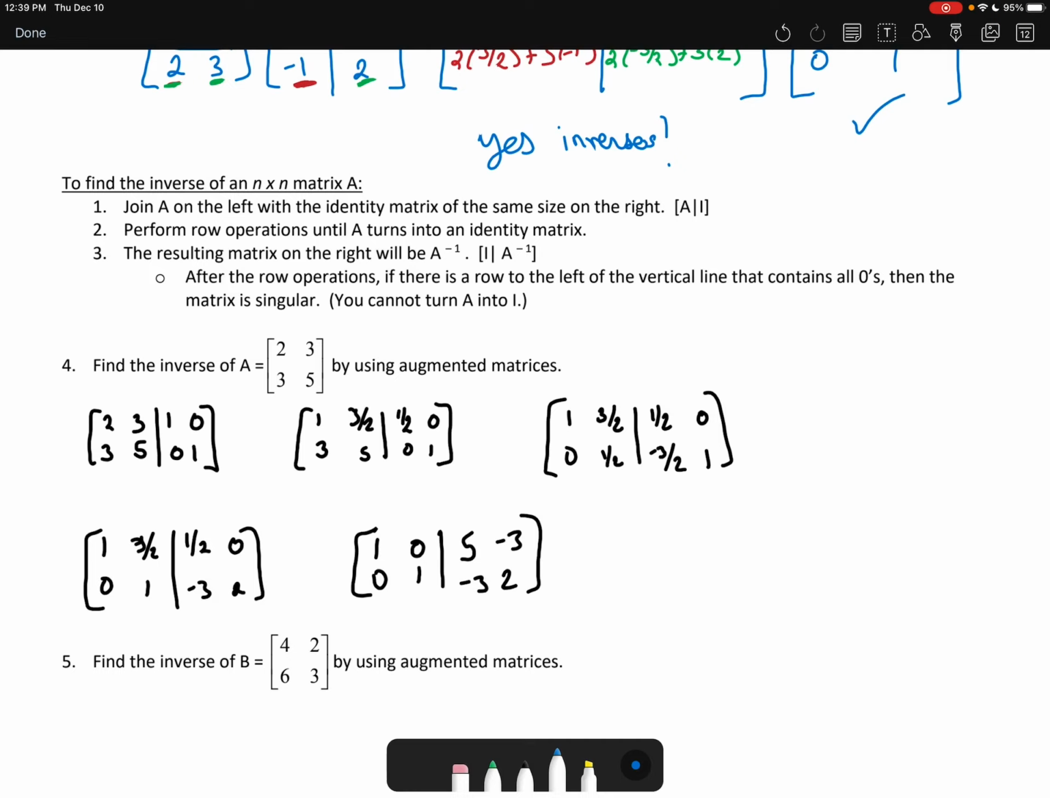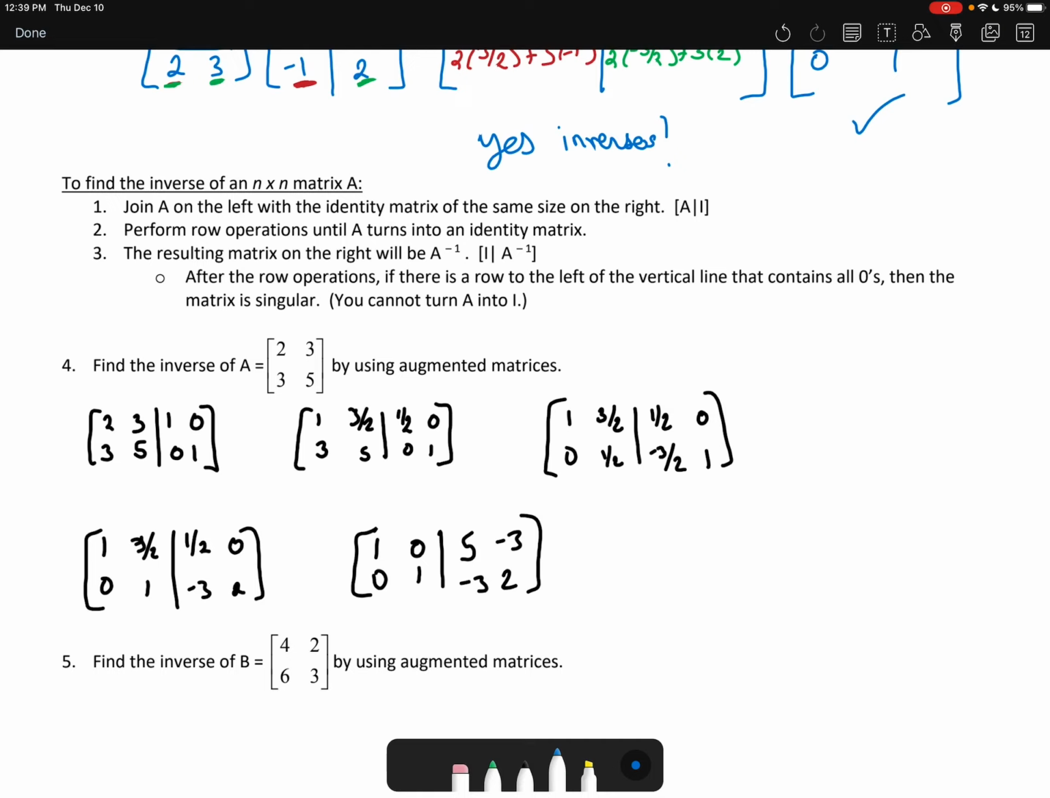So if we want to find the inverse of matrix A, [2, 3; 3, 5], by using the augmented matrix method, notice I've attached it to the identity matrix of the same size. And then our goal is to turn the left side into the identity, and then whatever's on the right will end up being the inverse, if there is one. Okay, so let's go ahead and let's see.